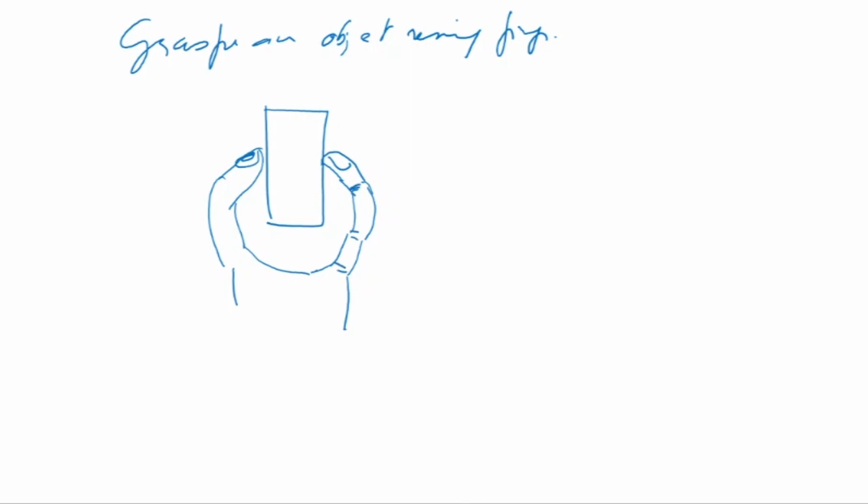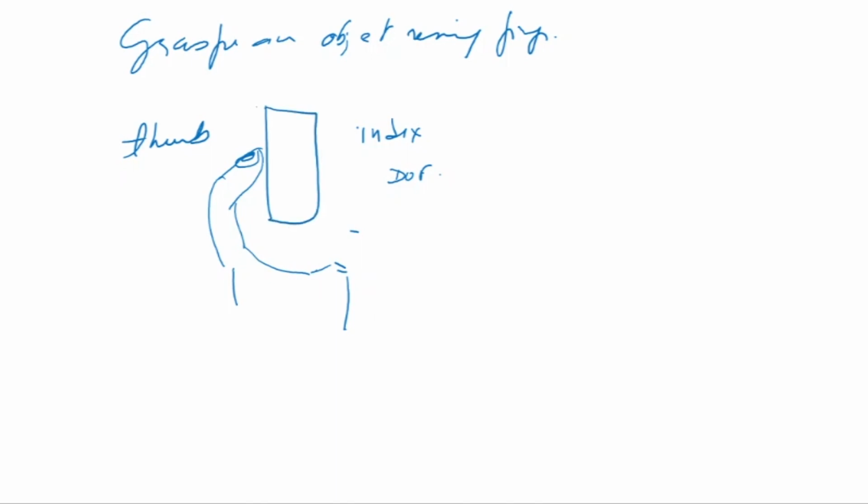Now the index finger has 3 degrees of freedom, if I consider this to be planar. Okay, so this is thumb and this is index. I'm just grasping an object. You can imagine that you're holding an object using 2 fingers, and this is my index finger. Index finger has 3 degrees of freedom on the plane. It actually has 4, but on the plane it has 3 degrees of freedom, if you understand what I'm saying.